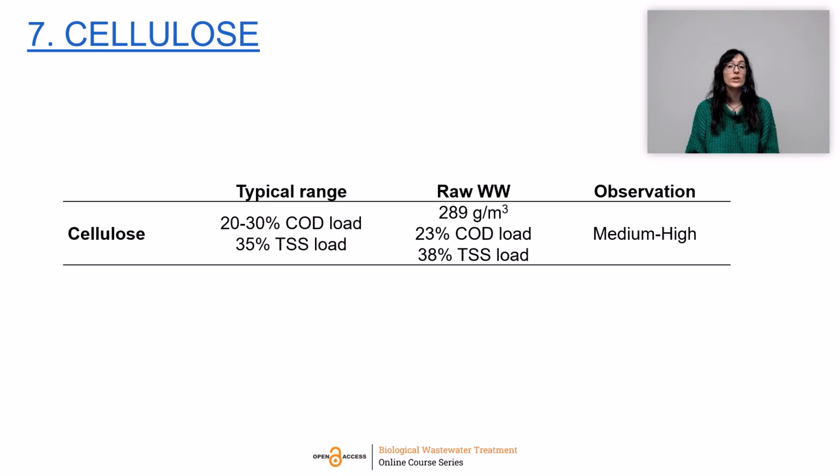Regarding cellulose, we know that the typical range should suppose 20–30% of the COD load and around 35% of the TSS load. In this example, we have a cellulose concentration of almost 300 milligrams per liter. And if we calculate the ratio between this value and the corresponding COD and TSS concentrations, we can obtain 23% of the COD load and 38% of the TSS load. In both cases, these values fall within the typical ranges, and they can be considered medium-high values.